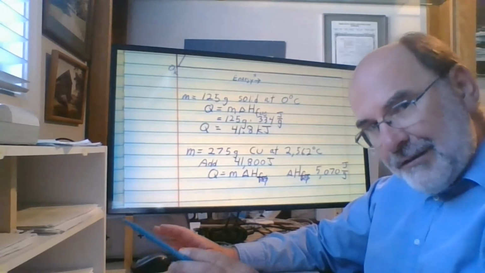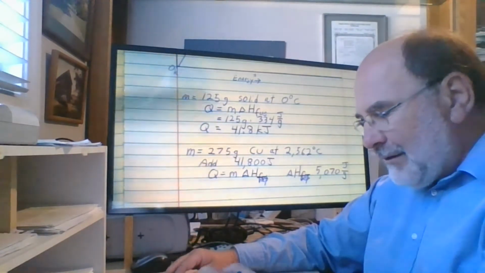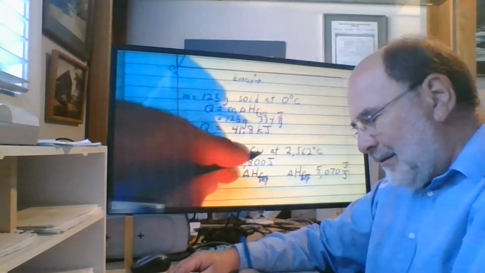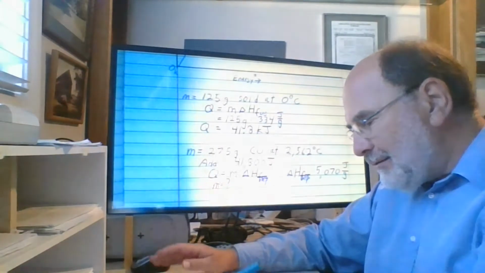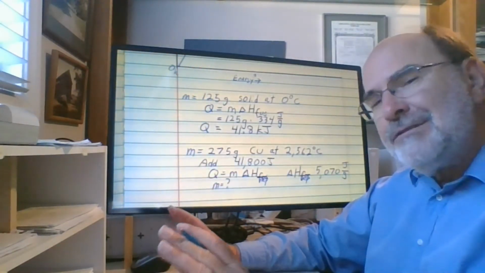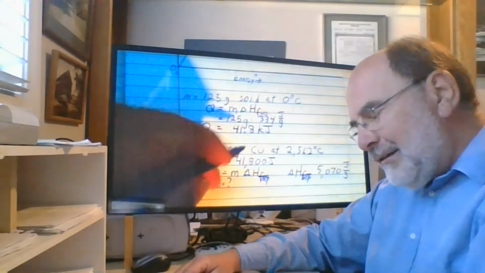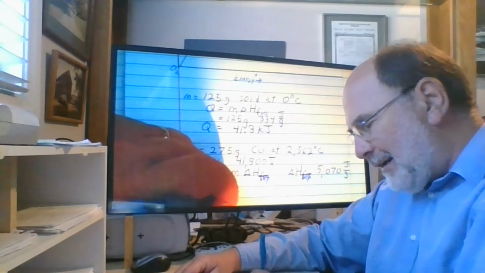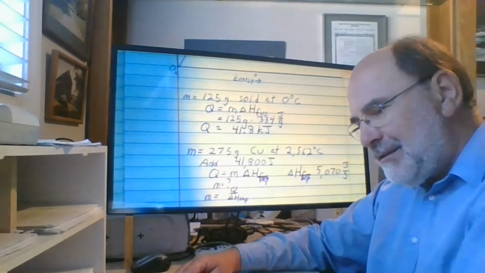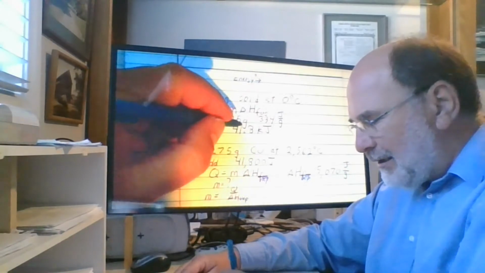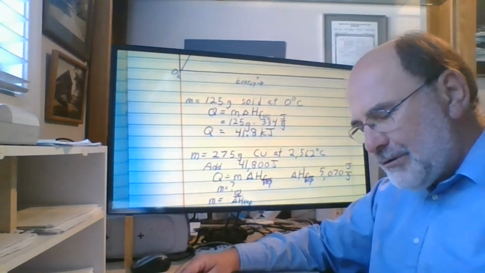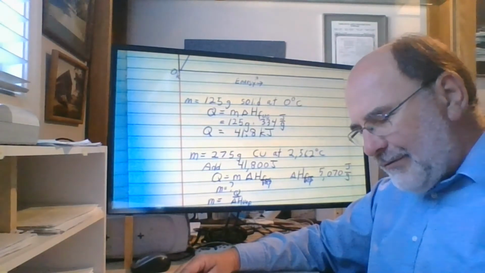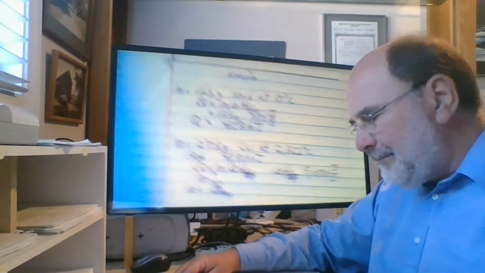The answer is the mass. Treat the mass as an unknown variable for right now. And you're saying, but wait, it's 275 grams. Just roll with me, all right? Solve for mass for right now. Mass is equal to Q divided by the heat of vaporization for the substance. And that means I'm going to take 41,800 joules, and I'm going to divide that by 5,070 joules per gram.